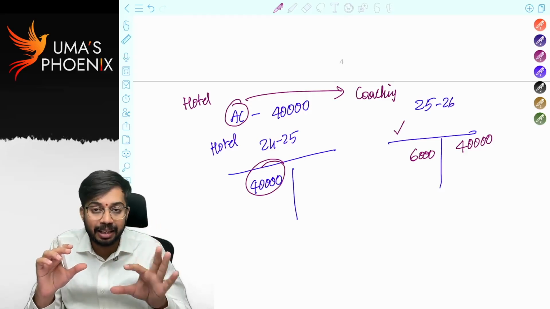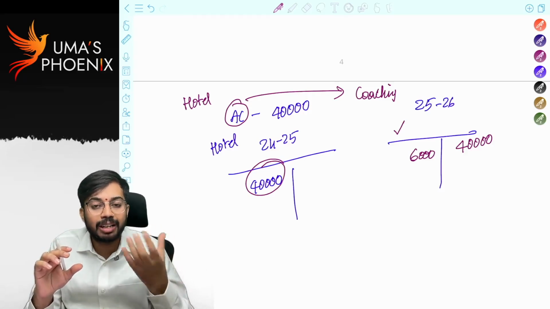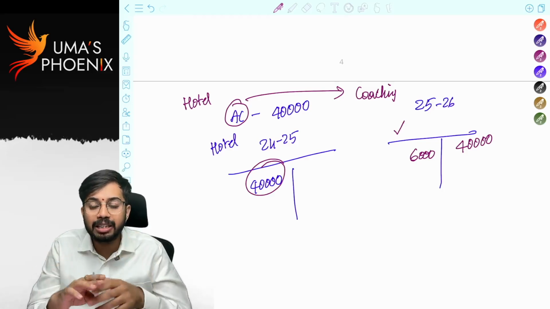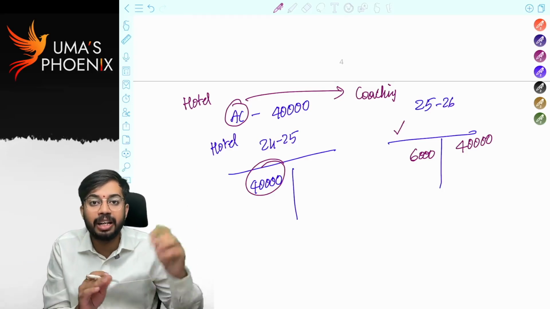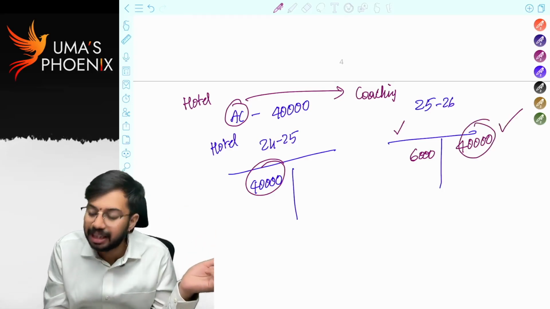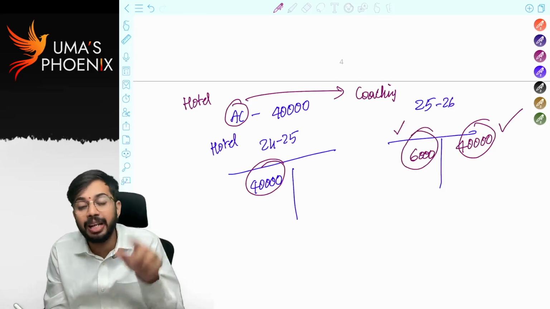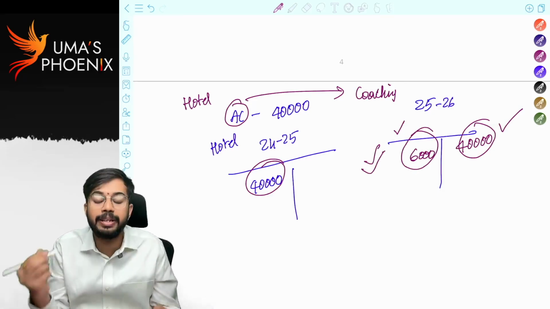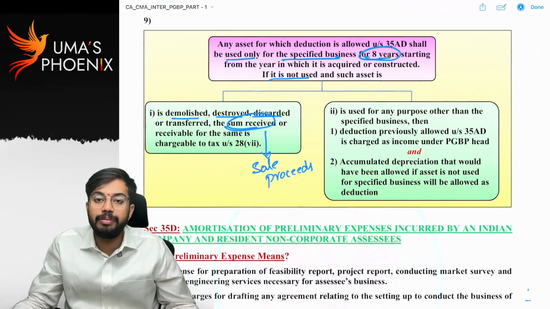Specified business asset sold before 8 years, whatever the sale proceeds are, considered as income. Before 8 years, it is shifted to non-specified business, then the 100% deduction claimed earlier will be recognized as income. And whatever the accumulated depreciation that would have been allowed if the asset was not used for specified business, that accumulated depreciation is allowed as deduction. Is it clear? Good.